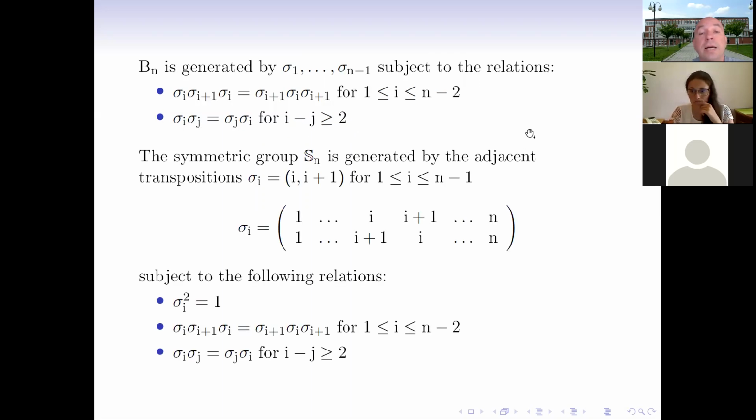Now let us look at the symmetric group. In the case of the symmetric group, we also have generators sigma i, which are the permutations between i and i plus 1, or the simple flips.